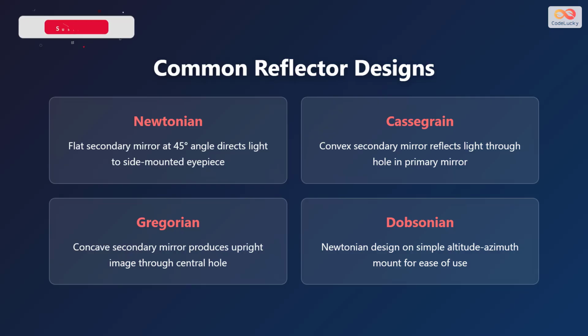There are several common designs of reflecting telescopes, each with unique features. The Newtonian design uses a flat secondary mirror positioned at a 45-degree angle. This mirror directs light to a side-mounted eyepiece. The Cassegrain design uses a convex secondary mirror that reflects light back through a hole in the center of the primary mirror. The Gregorian design is similar, but uses a concave secondary mirror, which produces an upright image through the central hole. Finally, the Dobsonian is essentially a Newtonian telescope mounted on a simple altitude azimuth mount, making it very easy to use and popular among amateur astronomers.